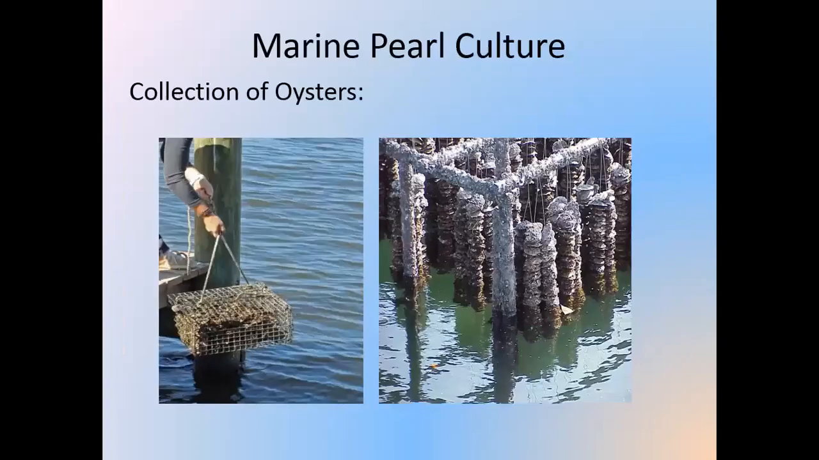This is the picture of marine pearl culture. If you look at this picture, you can see the collection of the oysters. Basically, marine pearl oysters are collected from the deep sea bottom with the help of scuba diving. But in India, now special nets are used for the collection of oysters from the deep sea bottom.